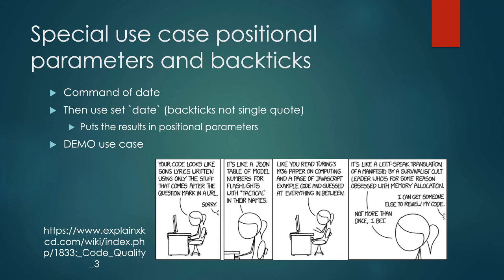Now, in the case of set, what that does is take the results of running that command and put them in these temporary variables, the $1, $2, $3. So you can test this out: if you did set `date` within your script, and then you echoed out, say, $1, $2, $3, you can see that that's the results of running date, and each of those parameters is put in one of the temporary variables.